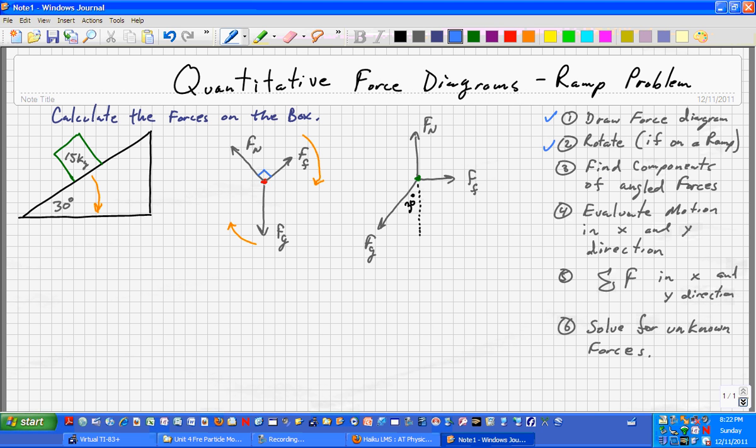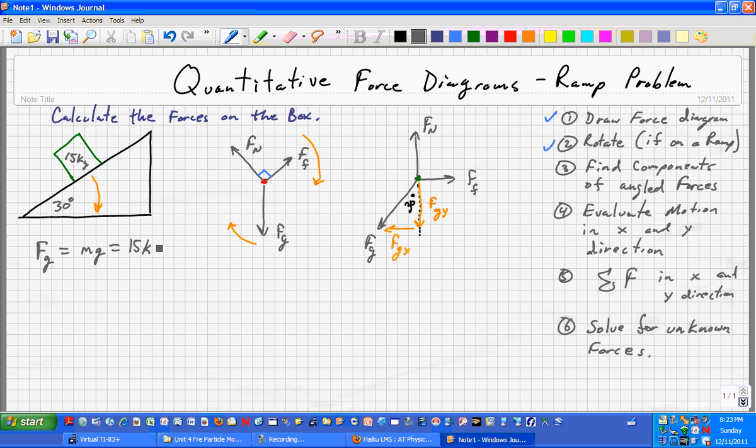The only force that I have that has components to it, or that's at an angle, is the force of weight. So I'm going to look for the y component and the x component of that weight force. So I've got F of g in the y direction, and I've got F of g in the x direction. Now I could go ahead and calculate those right now. I might as well. I know that the way I would calculate F of g would be mass times gravity.